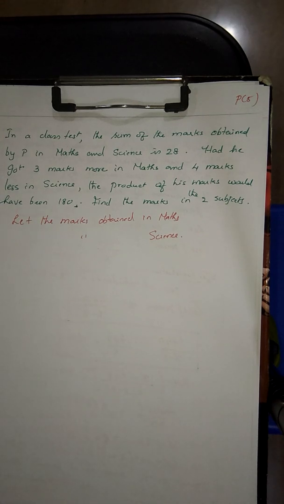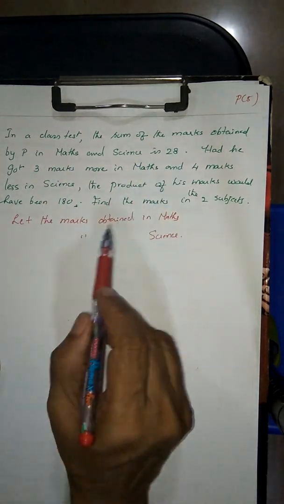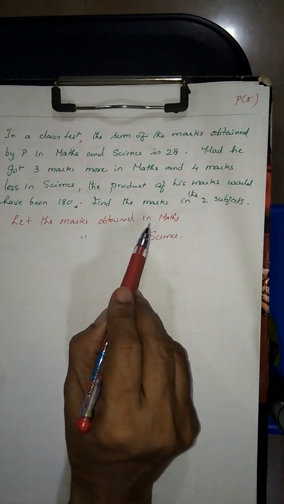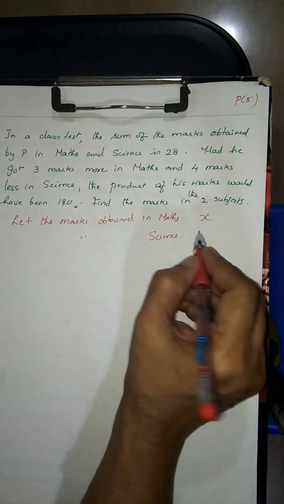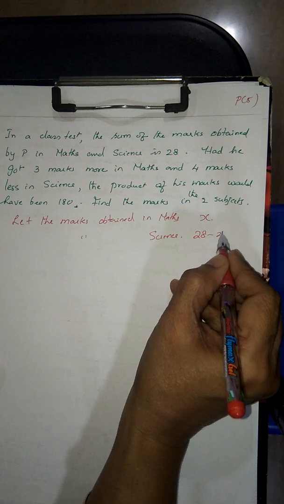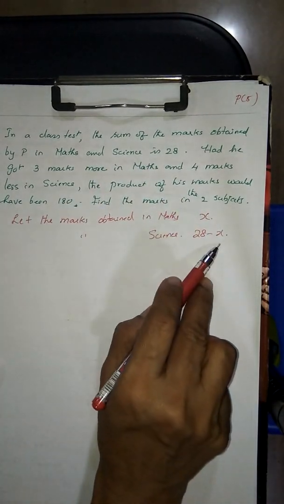Here in the class test, the sum of the marks obtained by P in maths and science is 28. So together it is 28. So let the marks obtained in maths be x. Then science will be 28 minus x, because both together it is 28.